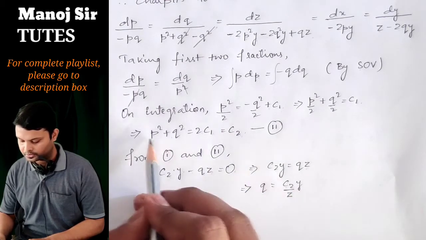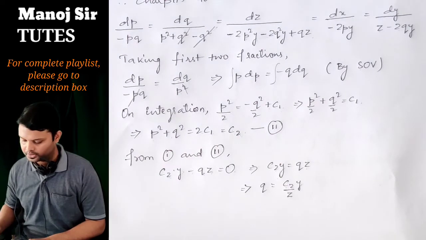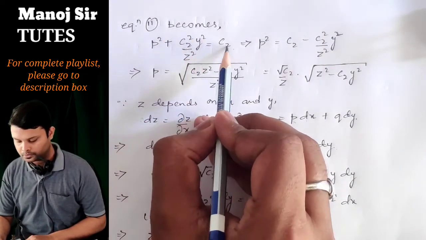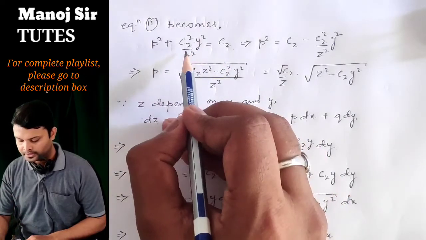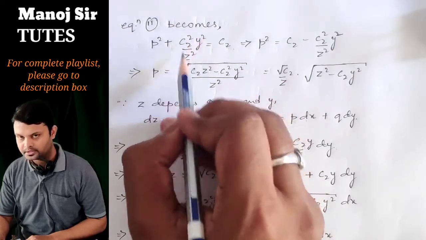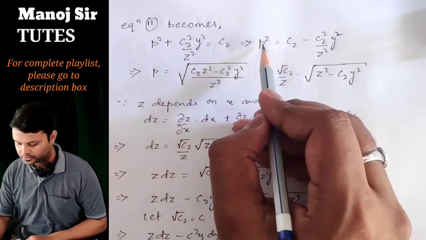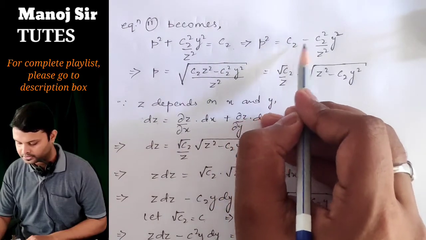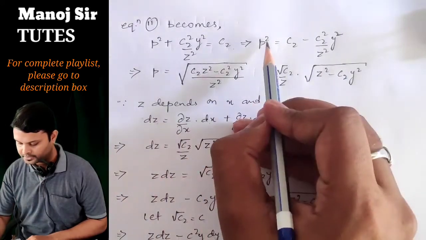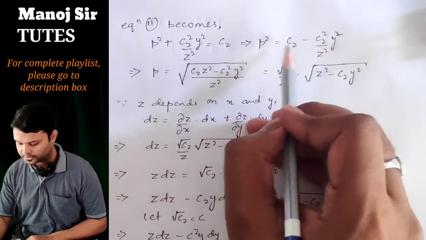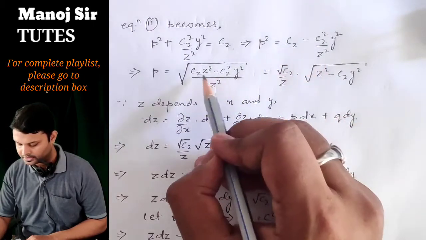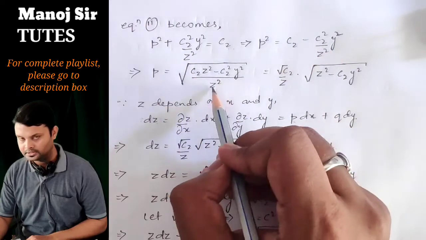Now we can put this in equation number 2 to get the value of p. Okay. Equation 2 becomes p square plus q square equals to c2. In place of q square, we need to put c2 square y square upon z square. Okay, now take this term to the right hand side, you will get p square equals to c2 into c2 minus c2 square y square upon z square. Okay, now take this square to the right hand side, this will become root over of c2. Okay, now taking LCM as z square, you will get c2 into z square minus c2 square into y square upon z square.